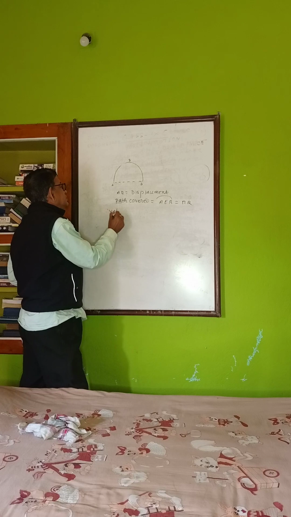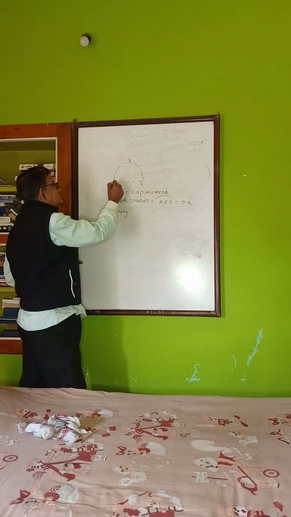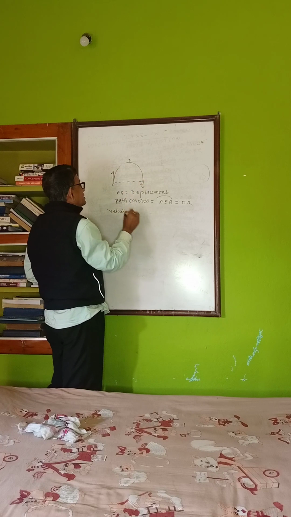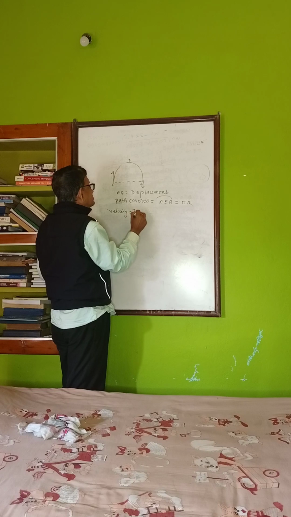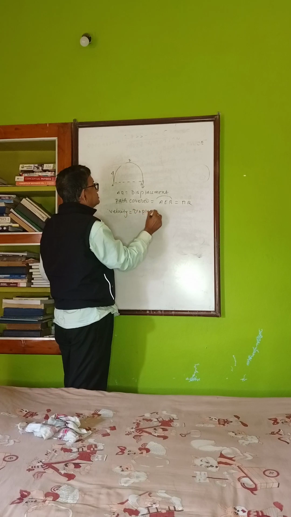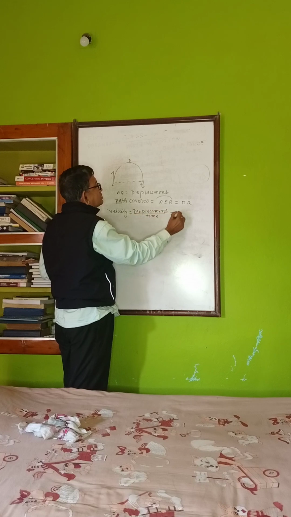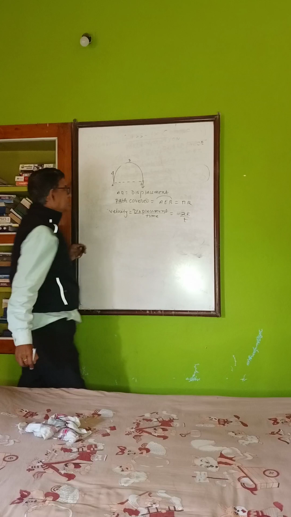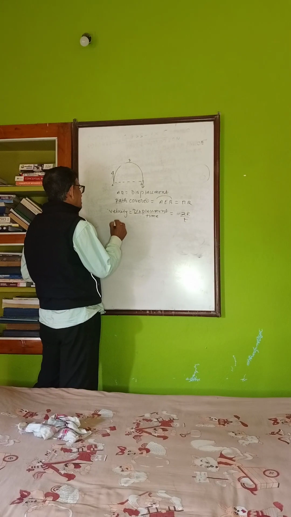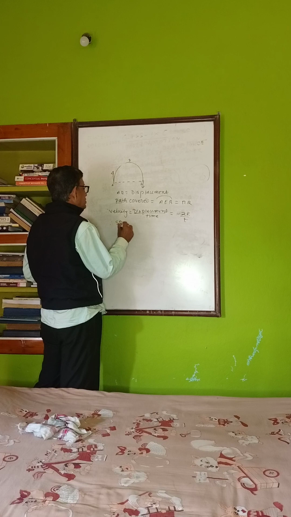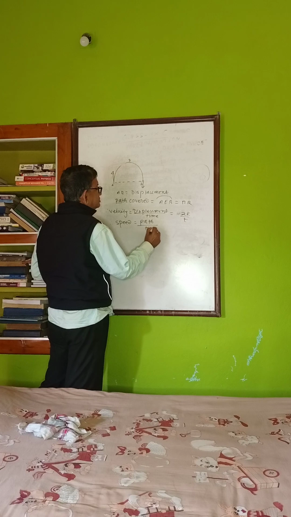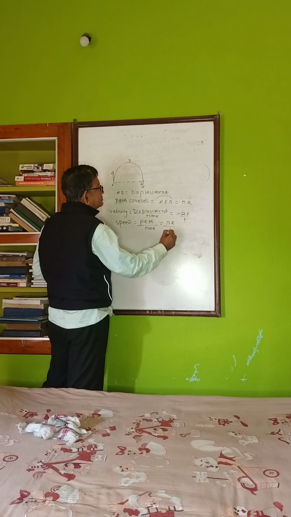So velocity, suppose you draw the tangent. Velocity is displacement by time, so it will be 2r by t. But speed equals path by time, that is equal to pi r by t.